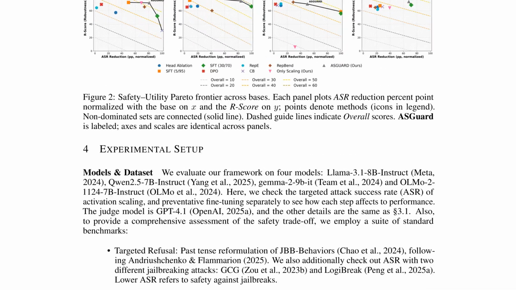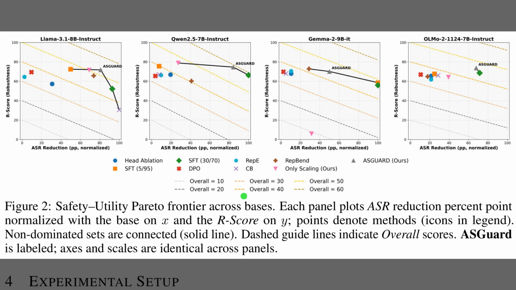Well, Figure 2 visualizes the Pareto frontier, which is a graph showing the best possible balance between 2 competing goals. The horizontal axis measures how much the attack success rate was reduced, while the vertical axis shows the robustness score. Across all 4 large language models, the gray triangle for ASGuard consistently sits on the upper right edge. This position is significant because it indicates ASGuard provides a superior trade-off, maintaining high utility, while other methods like Circuit Breaker often suffer a collapse in robustness.